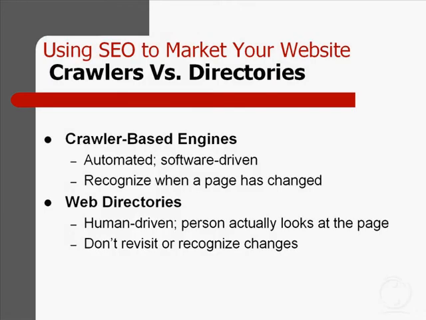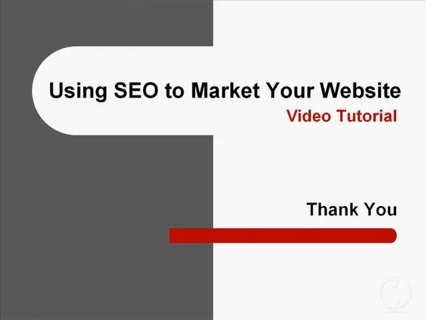The important concept here is that the crawler-based engines like Google are automated computer engines. There is no human looking at your website and describing it. Web directories, on the other hand, are human-based. And because they're not constantly being rescanned, they don't often update or acknowledge changes to a web page. So that pretty much covers the basics of search engines and directories.